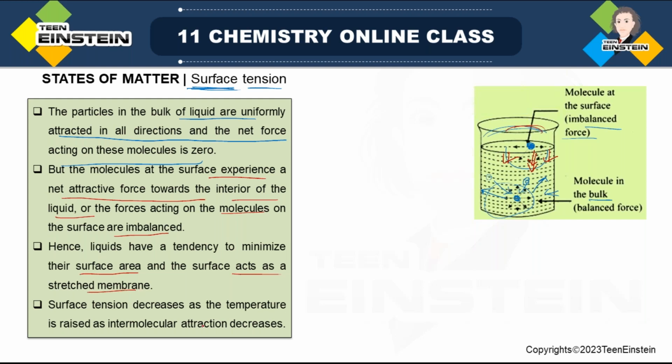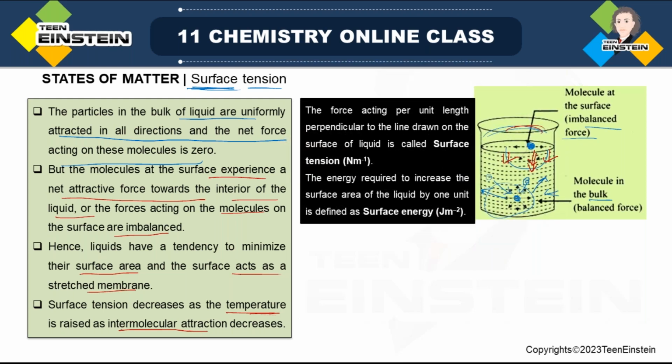Surface tension, how does it change with temperature? It decreases as the temperature is raised, because increasing temperature has an effect on intermolecular attraction. Intermolecular attraction decreases, and when the attraction between molecules decreases, the pull from the lower part is not so high. So that is the reason surface tension decreases as temperature increases.